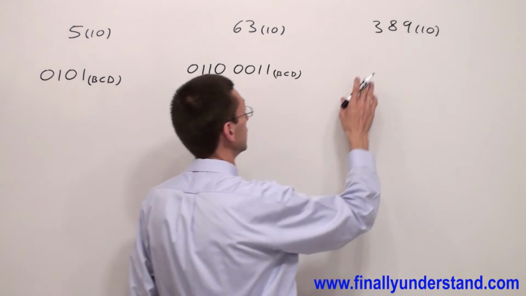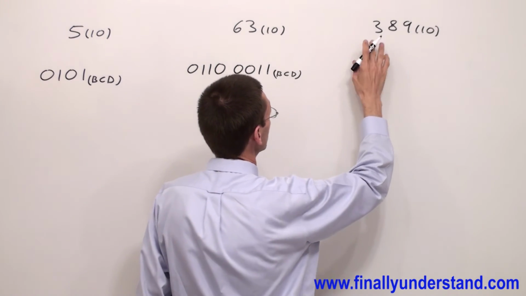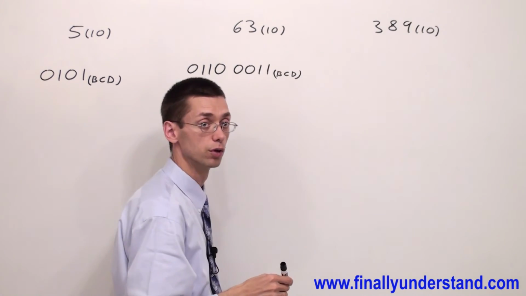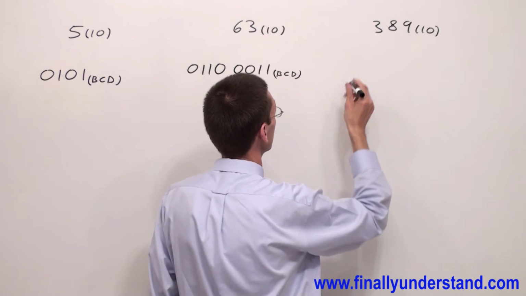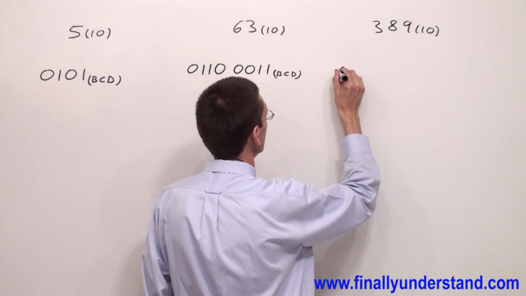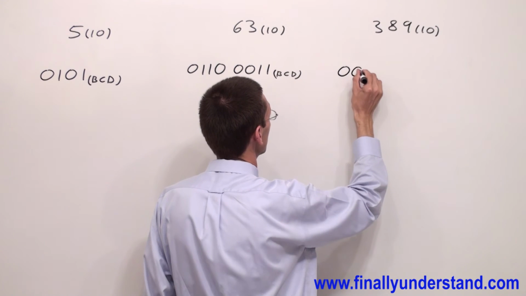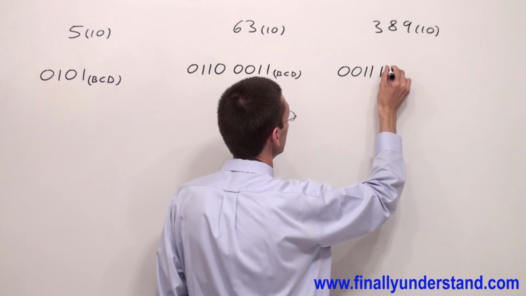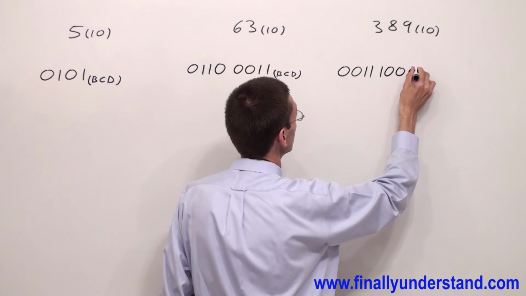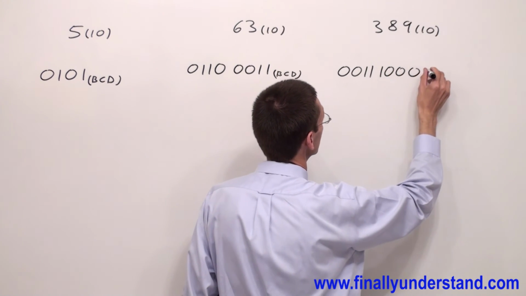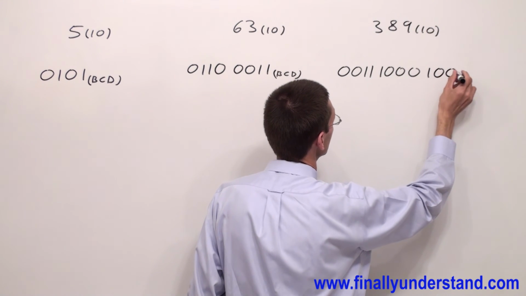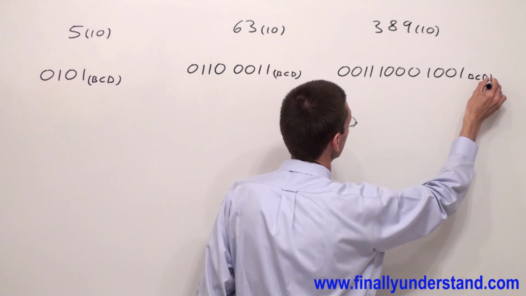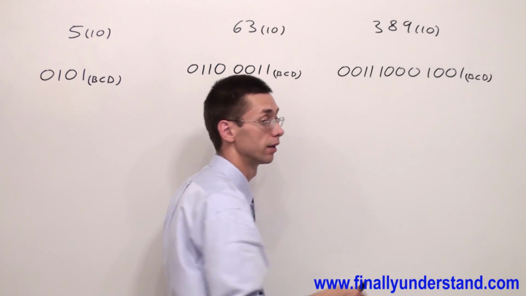Let's take a look at this example. Again, we're supposed to convert every single decimal digit to 4 binary bits. So 3 is 0, 0, 1, 1. 8 is 1, 0, 0, 0. 9 is 1, 0, 0, 1. BCD. This is the solution to my third problem.